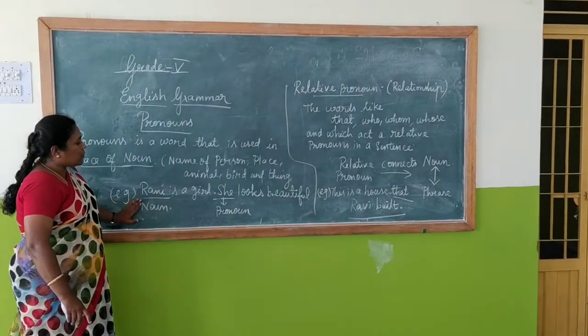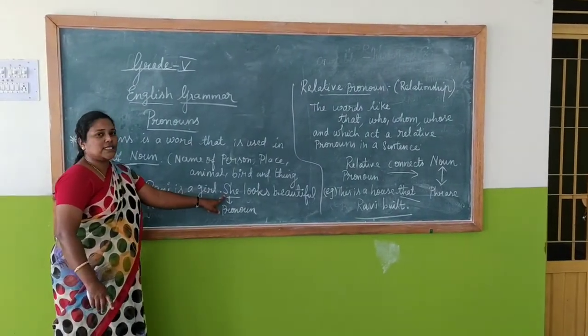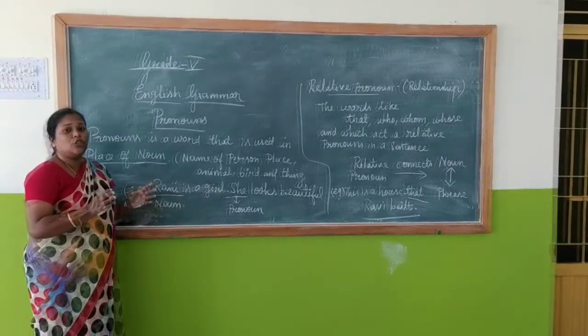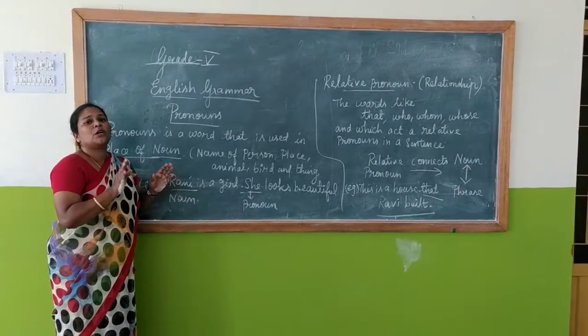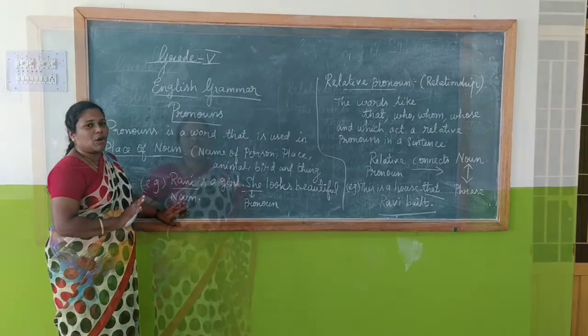So what is the pronoun in this sentence? She is the pronoun. Like that, whenever we use a noun a second time, we explain the noun with the pronoun only, children. Be clear about this.